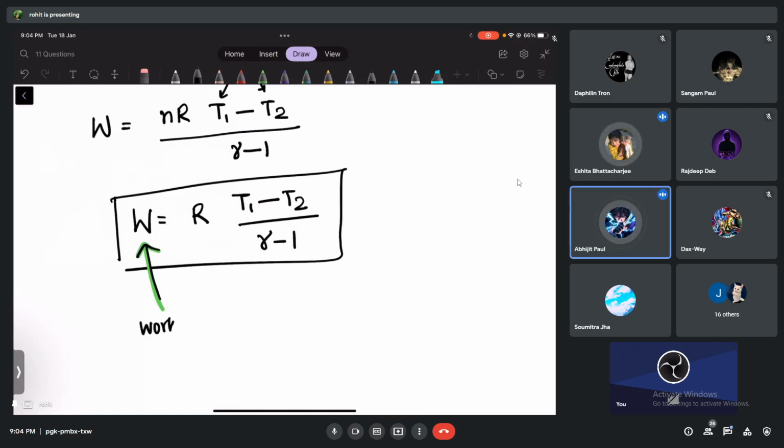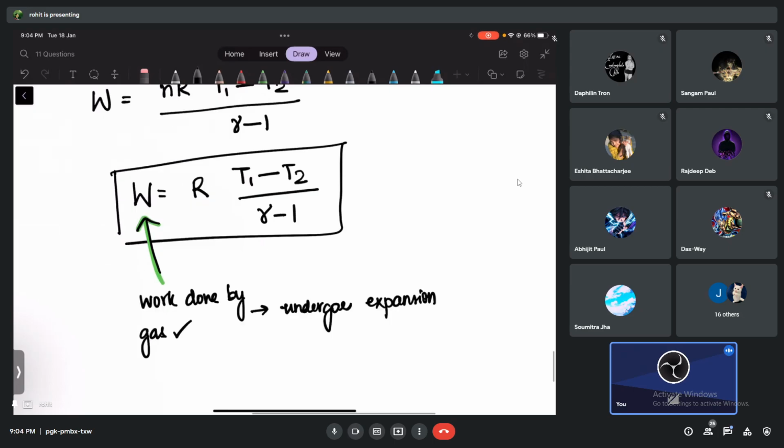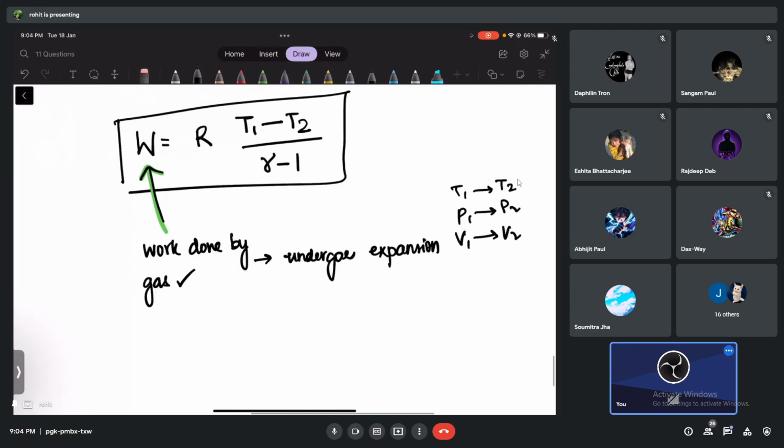Work done by the gas, not in expanding the gas. Work done by the gas when the gas undergoes expansion from volume V1 to volume V2, or let's say pressure P1 to P2, or let's say temperature T1 to T2. These are things changing, right? Under what conditions? Adiabatic conditions. Okay, very good.